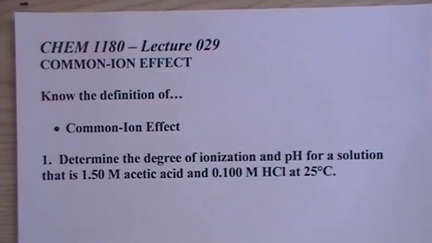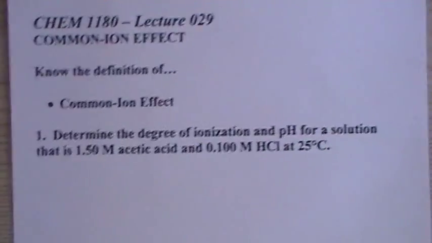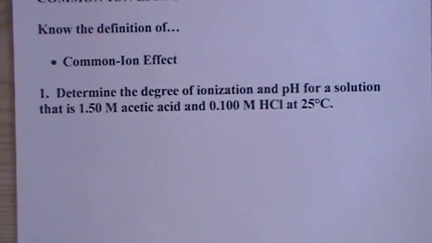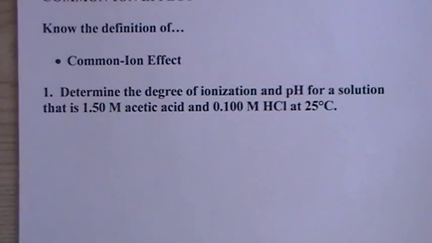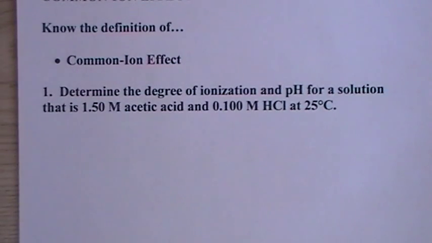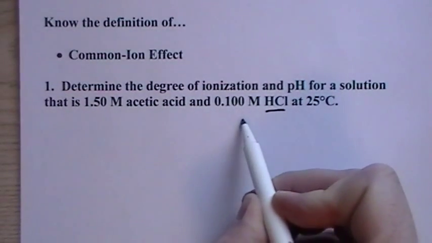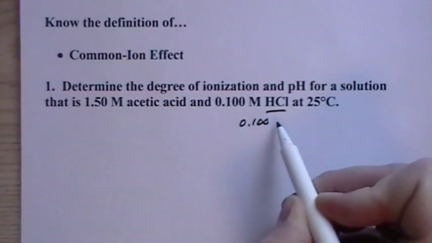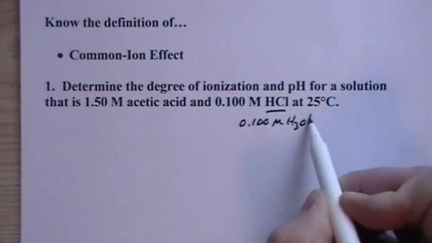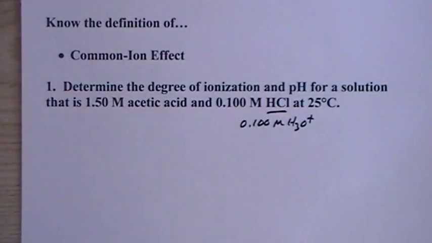Okay, we have the common ion effect. Determine the degree of ionization and the pH of a solution that is 1.5 molar acetic acid and 0.1 molar HCl. Okay, so we see this as a strong acid. This is going to produce 100% H3O plus when it goes into solution. So that's the common ion.